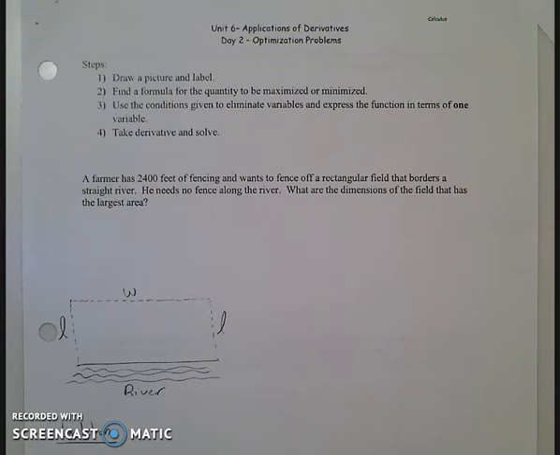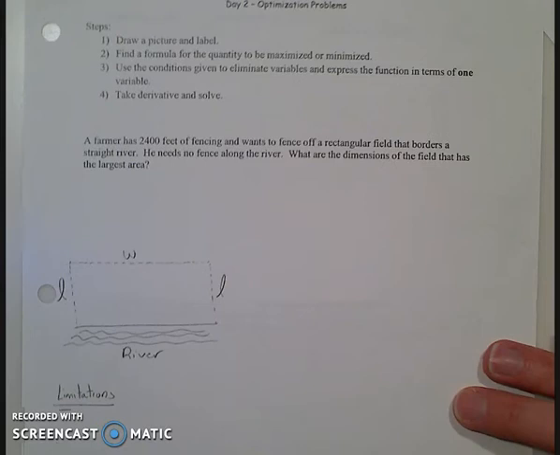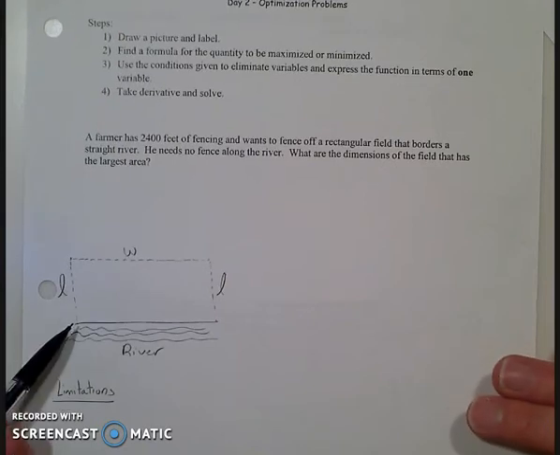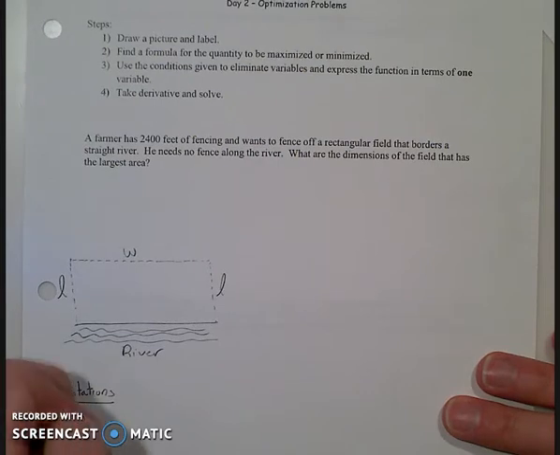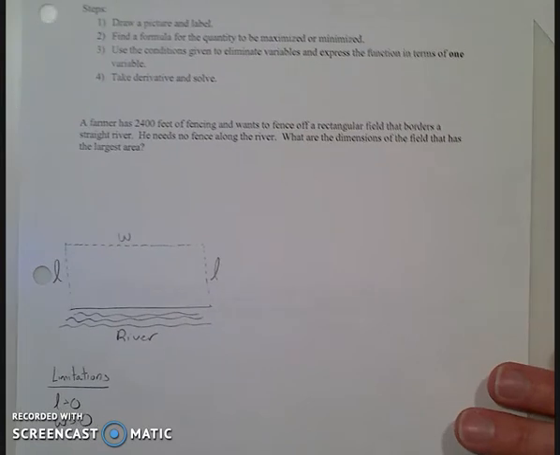So here we've got this fence that's 2,400 feet. And of course it was nice that we have a straight river. And so we're given a few things. Now one of the things I like to do is always write down our limitations. Well, what do we know L has to be? L has to be greater than 0. And what does W have to be? Well, W also has to be greater than 0. So I always write those down.